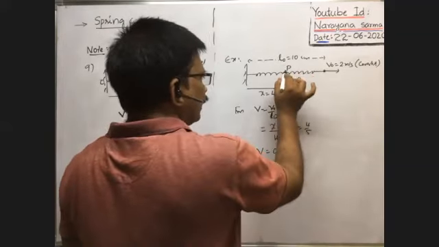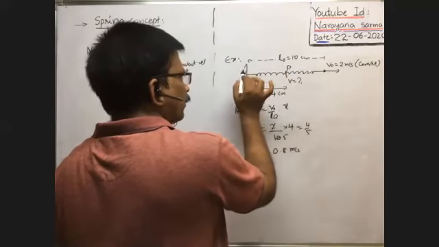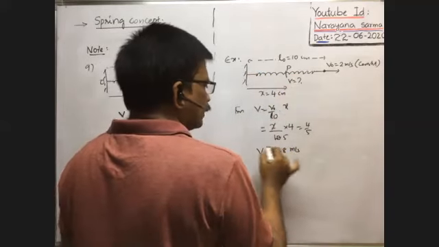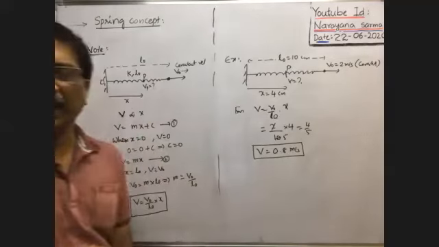So this point or this turn, which is at a distance 4 centimeter from the fixed end, the velocity of the turn is equal to 0.8 meter per second. In this way we have to do. I think you could understand this one.